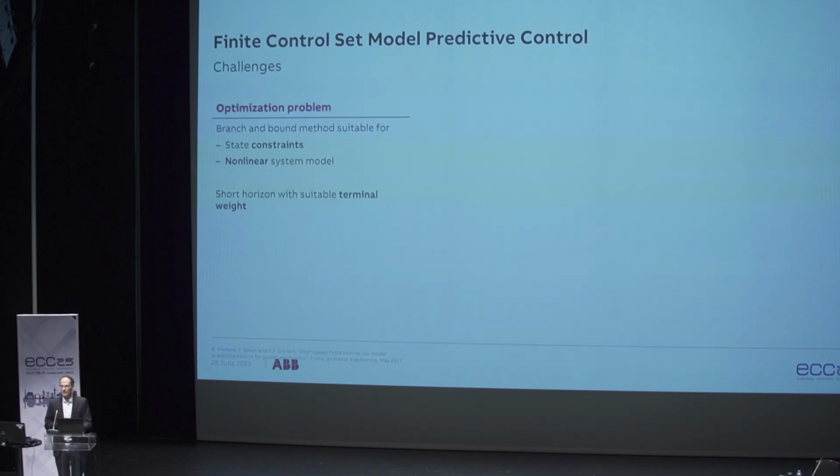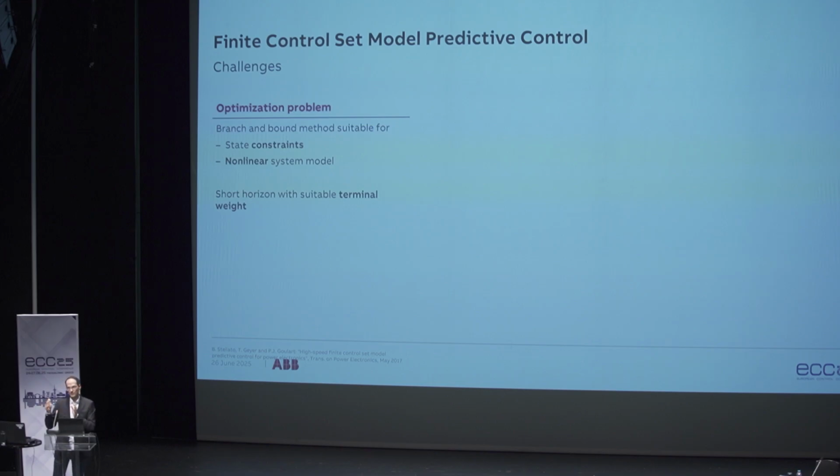Now challenges would be, at least looking at this academic example: can we extend that? Can we add state constraints? Can we translate state constraints and still come up with an efficient way to solve the integer optimization problem? Or what would it look like when we have a nonlinear system model? Could we come up with tight upper and lower bounds to use a similar method? Or should we rather use a short horizon with a suitable terminal weight?